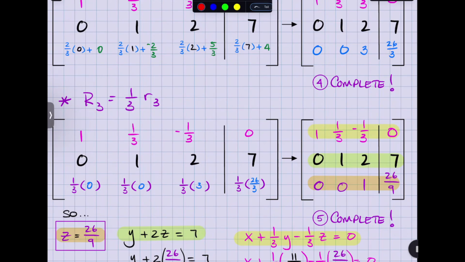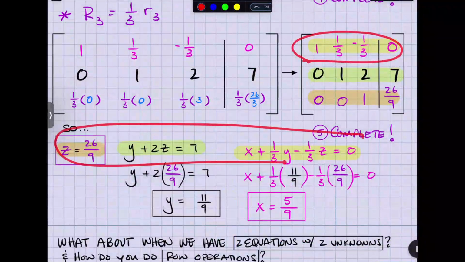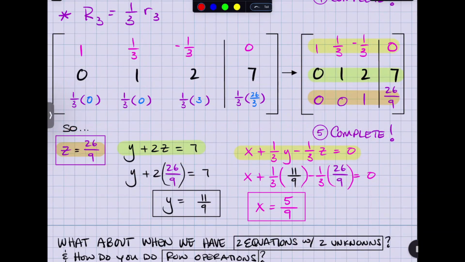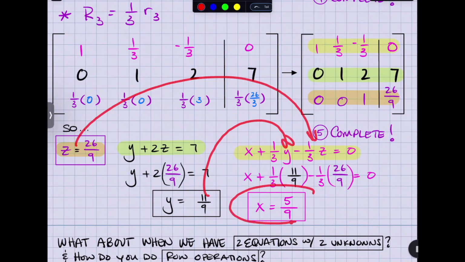Where here, we don't have all the answers yet. We only know one answer, that z is equal to 26/9. We have y plus 2z equals 7, and we have x plus 1/3 y minus 1/3 z is equal to 0. Those are the 3 equations that we have. But since we have z, we can plug z into here and solve for y. And then we can plug this y and the z in to solve for x.